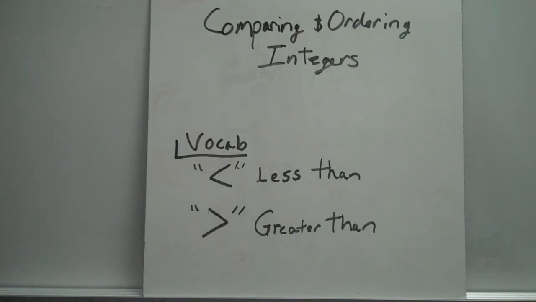Hey guys, today we're going to talk about comparing and ordering integers. Vocabulary for this video will be knowing that this sign here, this arrow, means less than, and that this arrow pointing this way to the right means greater than.